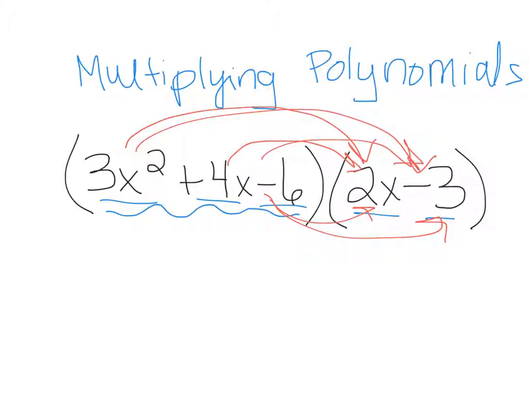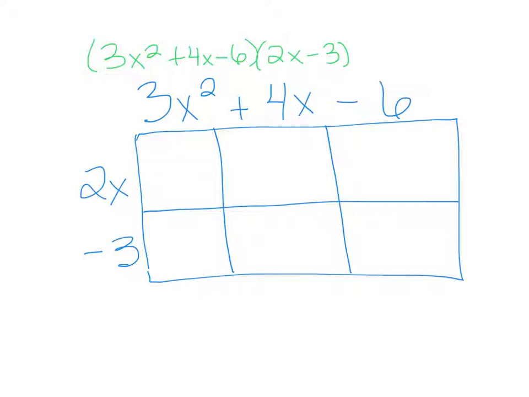So I like to use the grid or area model, which I will show you. So notice I've taken our polynomial multiplication here, and I've taken each of these terms, 3x squared plus 4x minus 6, and wrote that along the top. Similarly, 2x minus 3 is written along the side, and then I have an area to multiply each of them.